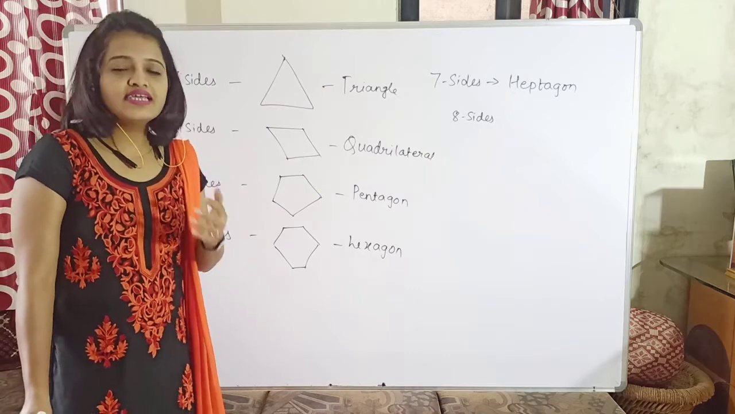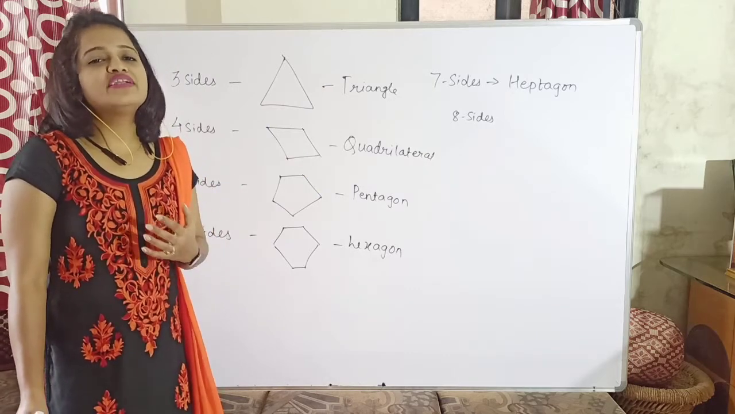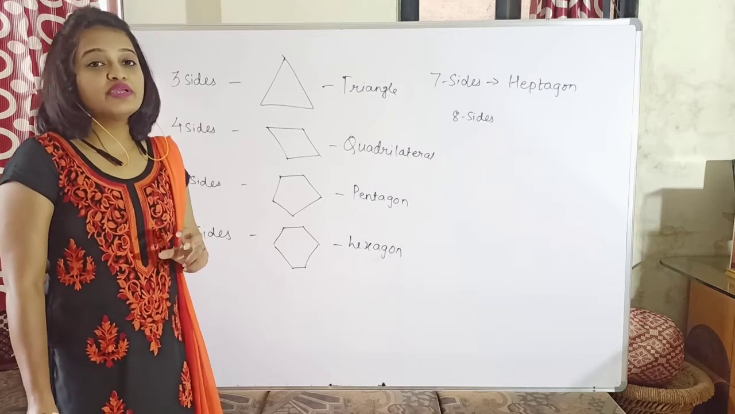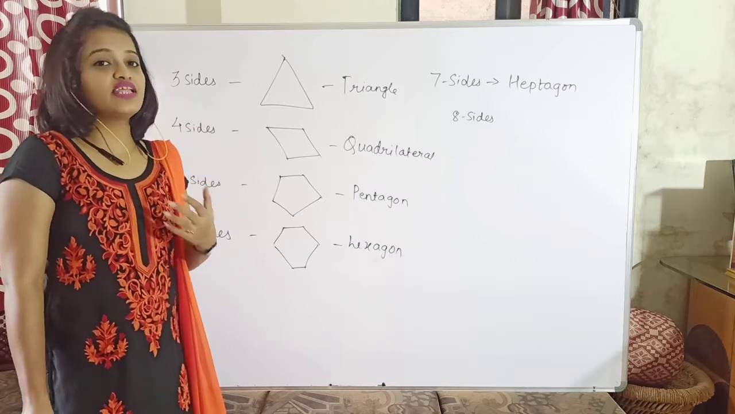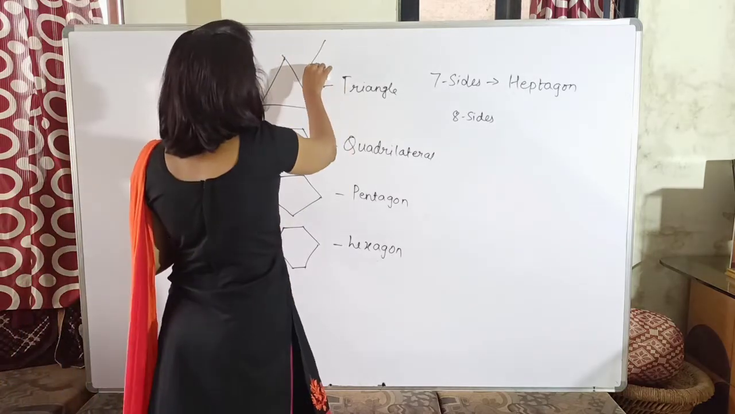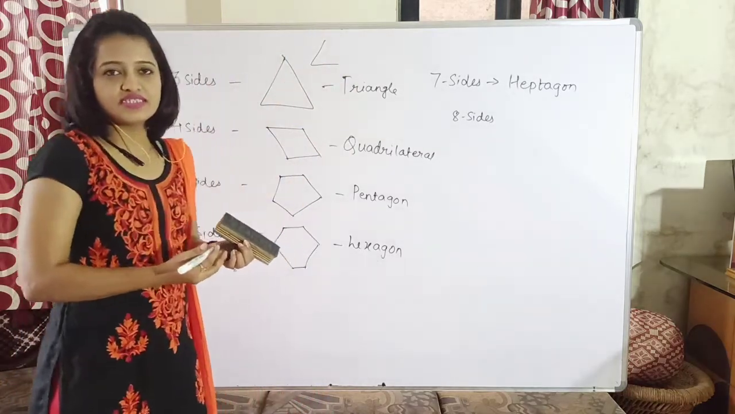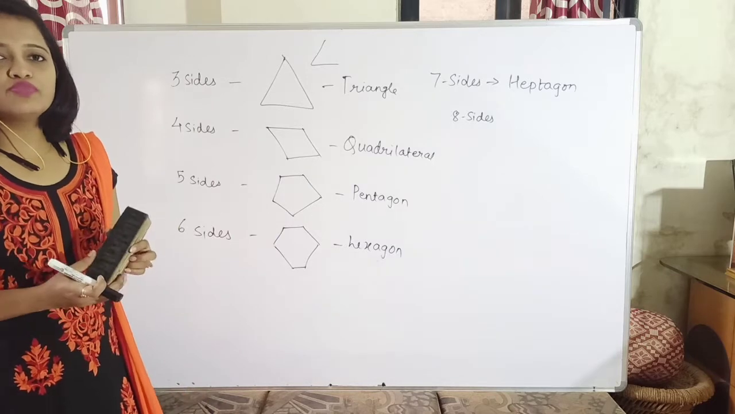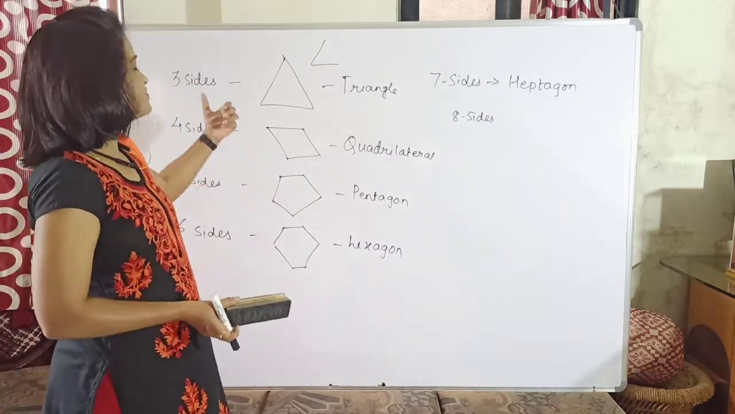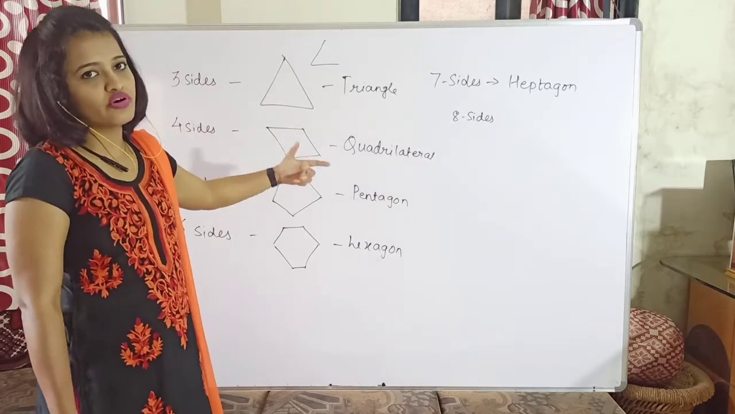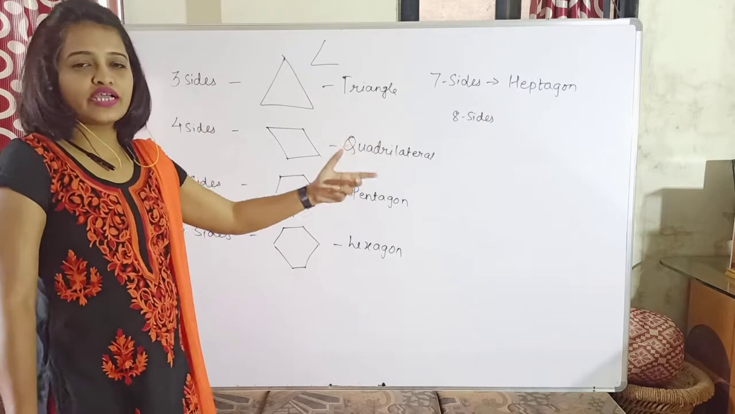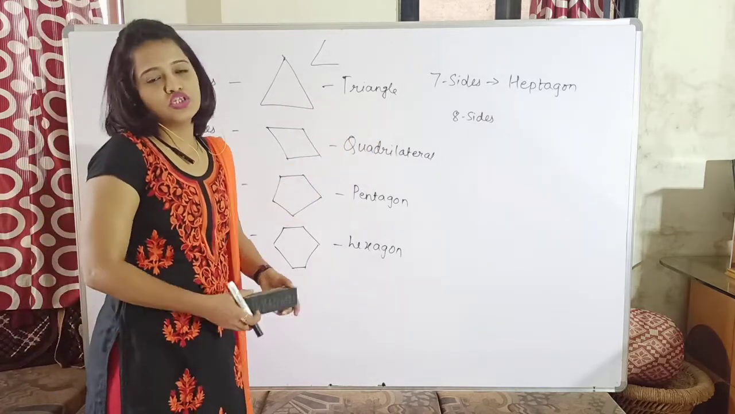Because minimum there have to be three sides to complete a figure. If you consider a closed figure, it should have a minimum of 3 sides. If there are 2 sides, the figure will not be completed. I mean, it will not be a closed one. I have drawn a figure like this. So to make a figure closed, it is necessary that it has a minimum of 3 sides, and hence we have started with 3 sides: triangle, quadrilateral, pentagon, hexagon, heptagon, octagon, nonagon, decagon, and so on.